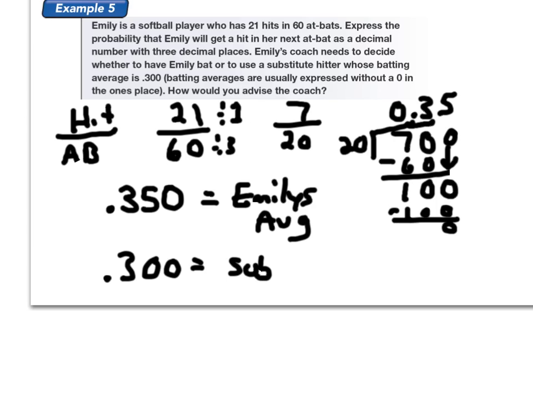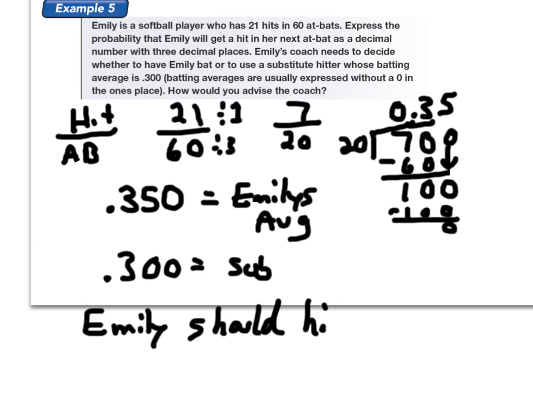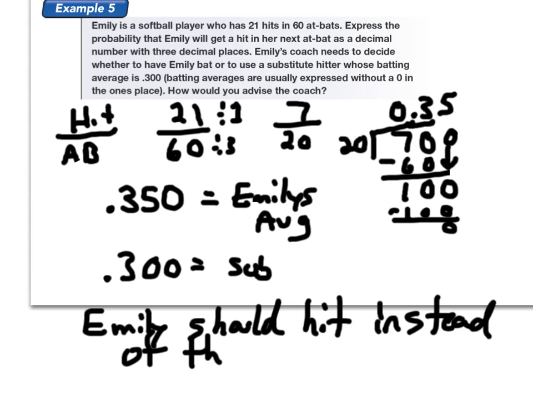So who do you think you would rather have hit? Somebody with a .350 batting average or somebody with a .300 batting average? We're going to look for the higher number, and the higher number is .350. So we're going to say, we'll advise the coach that Emily should hit instead of the sub. So Emily should hit instead of the sub, because she has a better batting average, and so that means there's a better chance that she's going to get a hit. So she's a little better hitter.